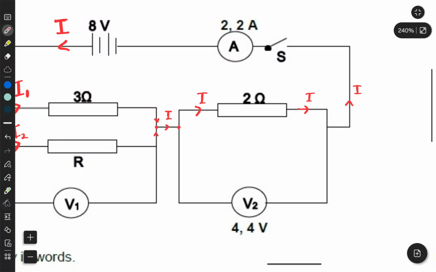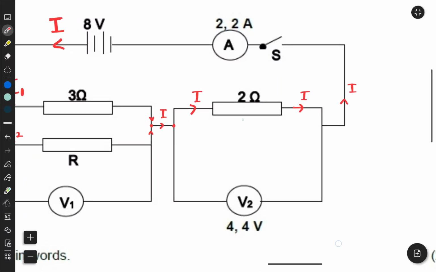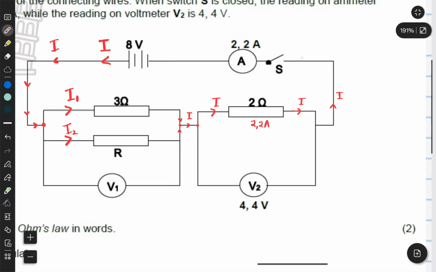So what that means is the 2 ohm resistor will get the 2.2 amps, because that's the total current that is measured by that ammeter. The ammeter measures the total current. We have established that by now. As you can see, when we trace the current, we see that the ammeter will measure the total current of the circuit. Right, then V2 also gets 4.4 volts.